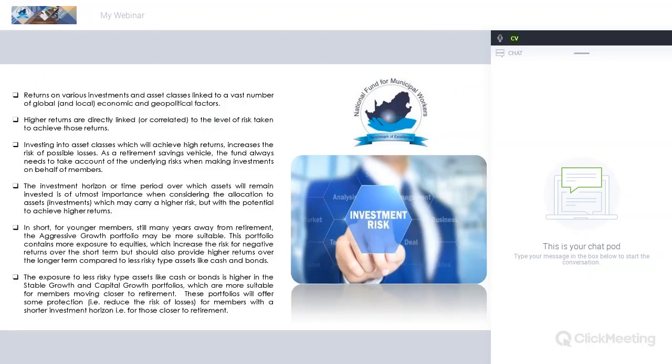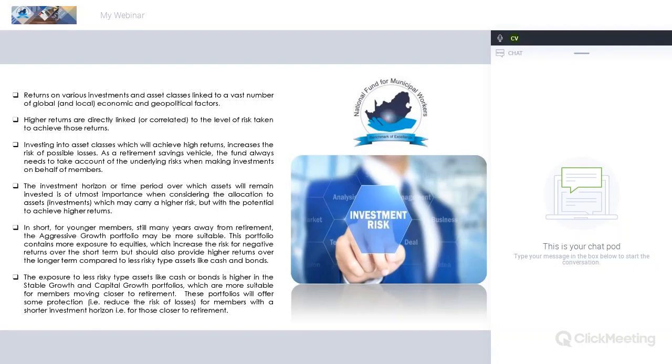One must realize that returns are basically linked to the underlying investments or asset classes that the fund makes use of to invest all the member contributions. These investments are exposed to local economic and geopolitical factors, as well as global economic and geopolitical factors. Higher returns are directly linked to taking on more risk to achieve those returns. Therefore, investing into asset classes that will achieve a higher return naturally will also increase your risk.